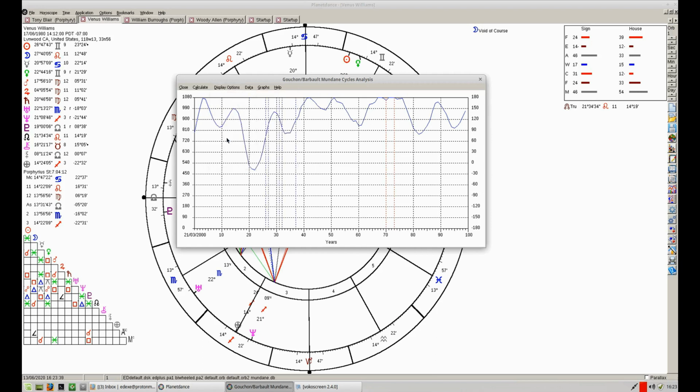You can also display the soft aspect emphasis, so you can see in the latter part of this decade and the early part of the coming decade there is a preponderance of soft aspects. These are degree based, but if we switch those off you can also look at sign based emphases as well.